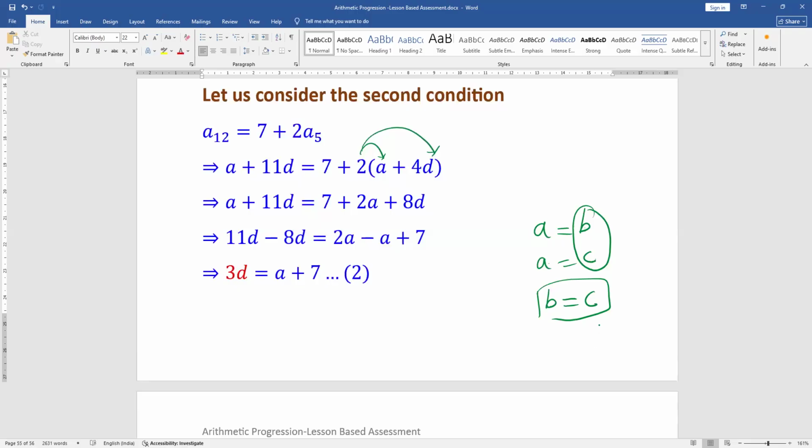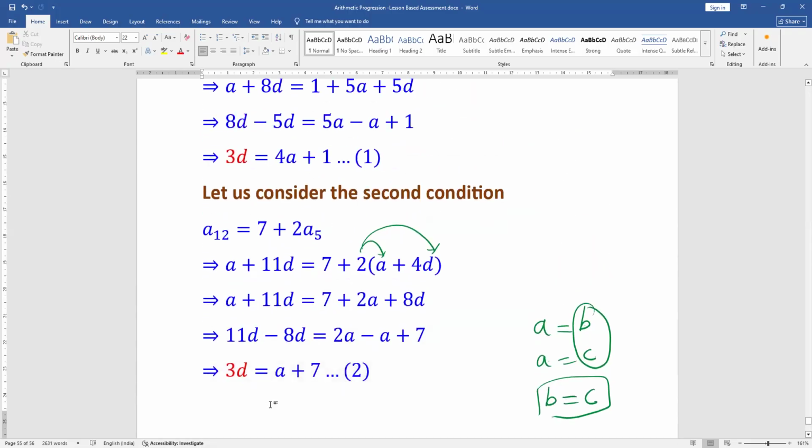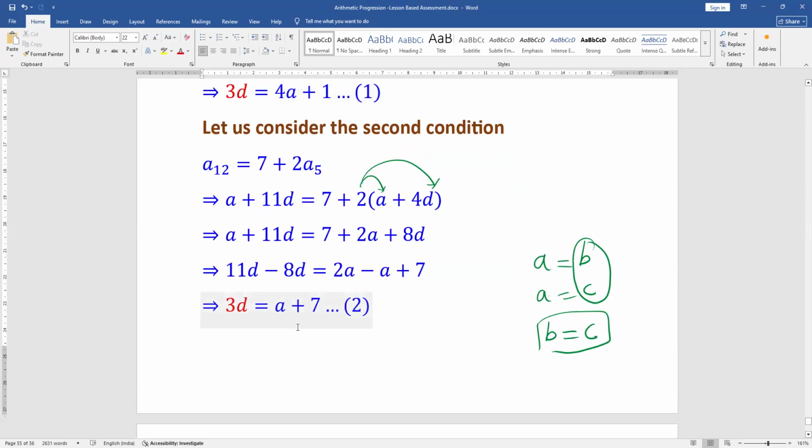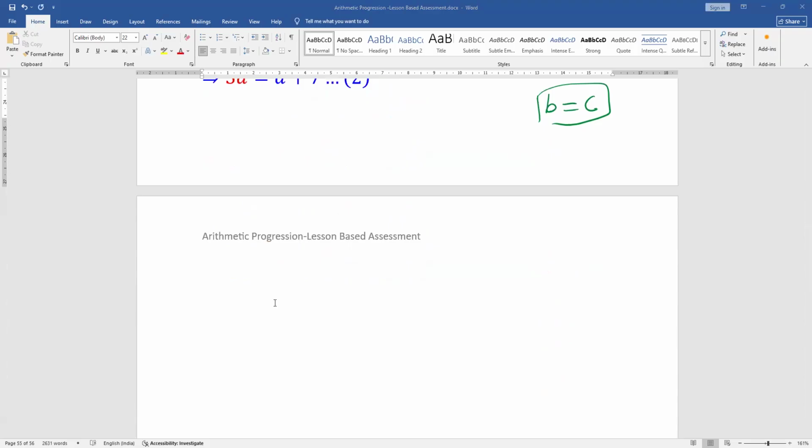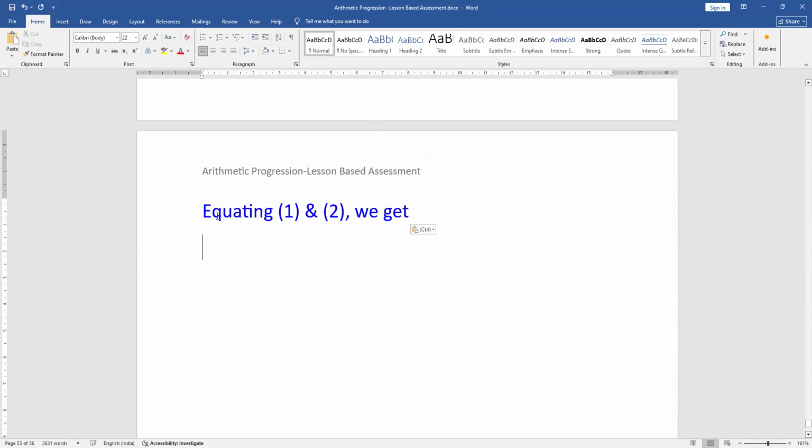So now what I do: here 3D and 3D are equated, which means 4A plus 1 should be equated to A plus 7. Okay, let me write that sentence here: equating 1 and 2.